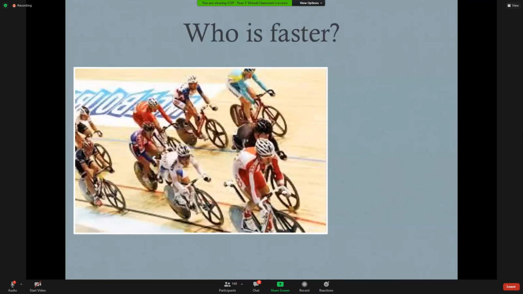Now, why do we need to apply a B0? Why do we need to have that basic alignment? Well, if I ask you a question, who is faster in this image? And because we're online, it might not be easy. One of you might say, well, this is the faster because this is the one in the front of the group.